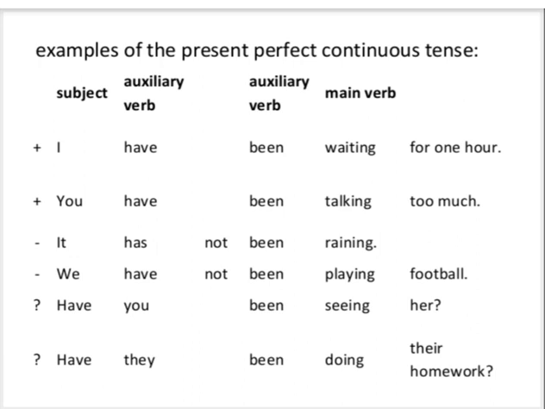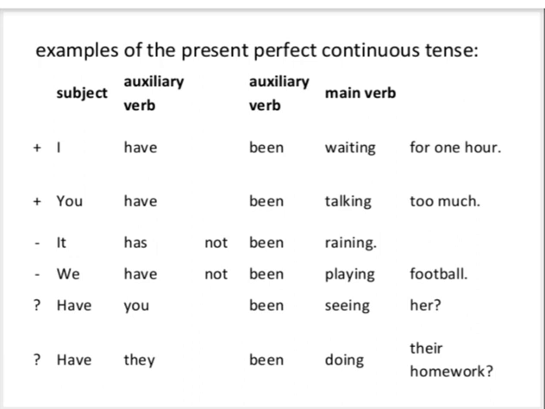Let us see the examples of the present perfect continuous tense. Subject, auxiliary, main verb and adverb. I have been waiting for 1 hour. You have been talking too much. It has not been raining. We have not been playing football. Have you been seeing her? Have they been doing their homework?